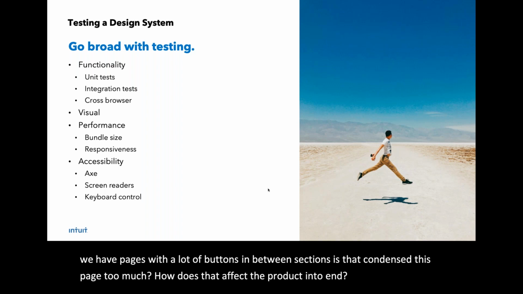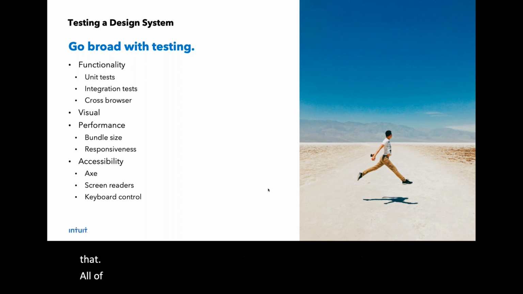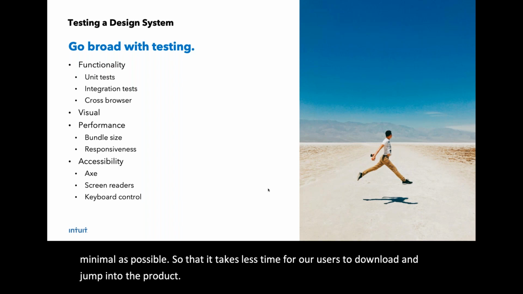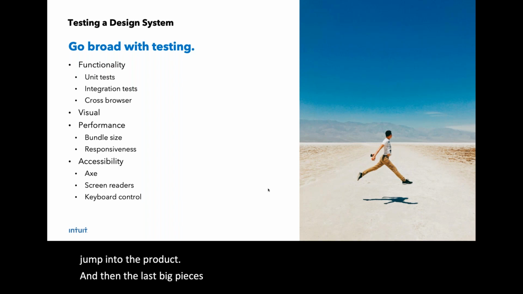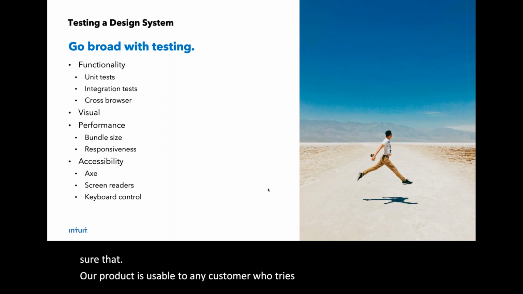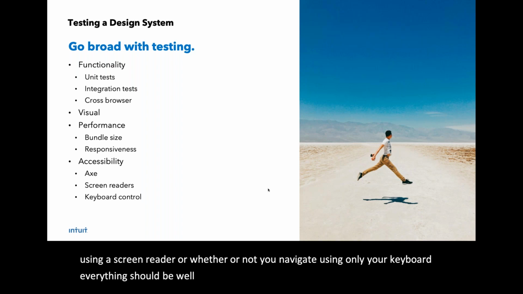And then we also look at things like performance. We want to make sure that all of the code that we're producing, the CSS and the JavaScript and the HTML, is as minimal as possible so that it takes less time for our users to download and jump into the product. And then the last big piece is accessibility. With that, we're looking to make sure that our product is usable to any customer who tries to come in. Whether or not you're using a screen reader, whether or not you navigate using only your keyboard, everything should be well labeled and easy to navigate.